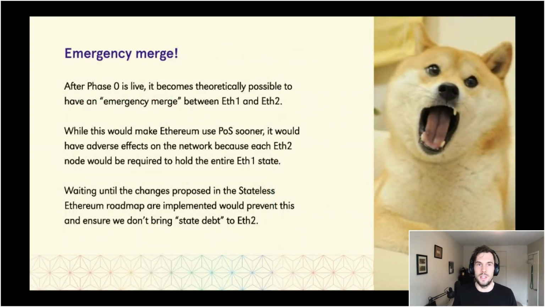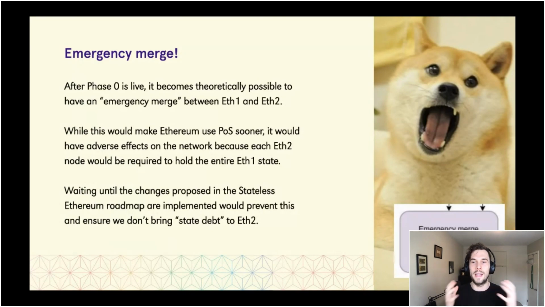And here it's worth touching also on this emergency merge box that's on Vitalik's diagram. So there's been a lot of conversation around why can't we just move Eth1 to Eth2 as soon as the beacon chain is live and have proof of stake instead of proof of work. And this would actually theoretically be possible, but it comes at a high cost, which is why Vitalik referred to it as an emergency merge.